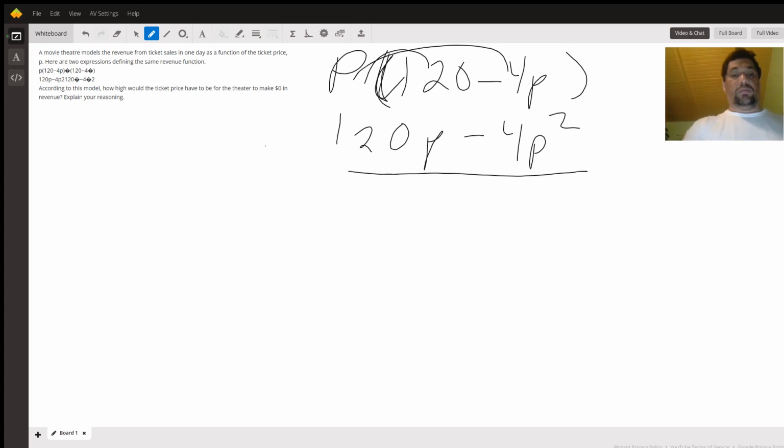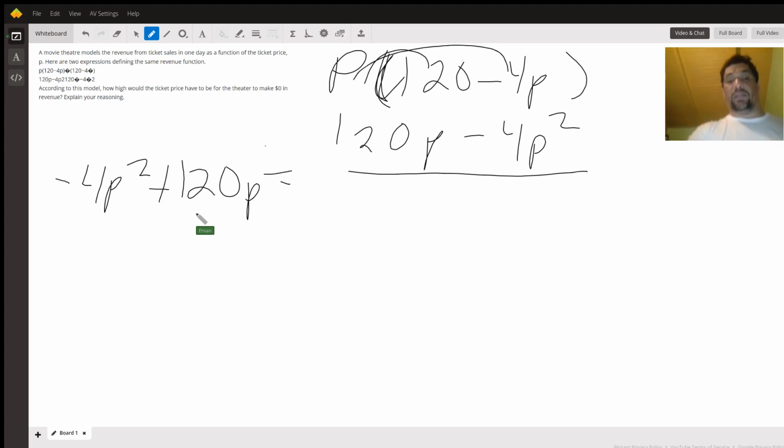So what I like to do first is rearrange my terms here. I put negative 4p squared plus 120p and then set it equal to zero, because we want to know when the revenue is $0. The price is the P, so we have to figure out what P is.